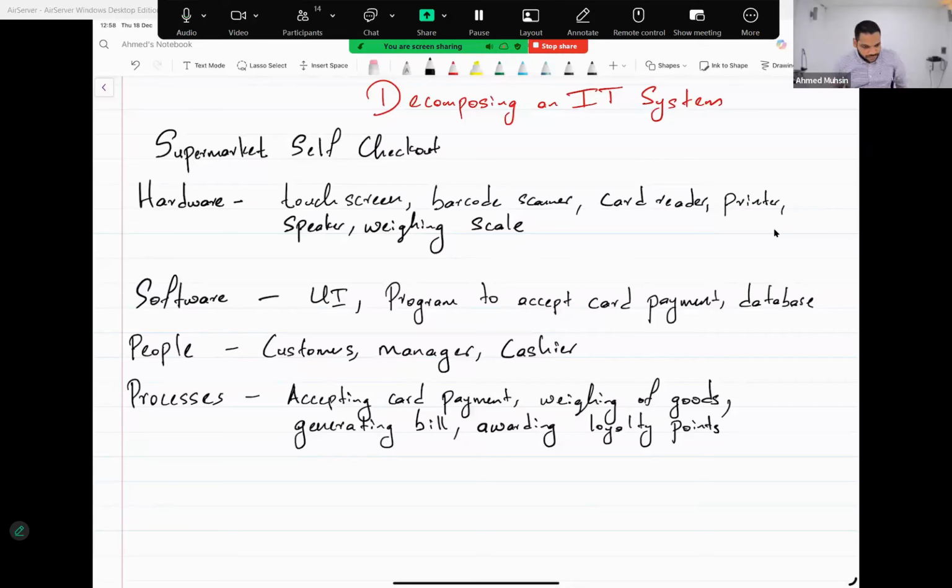In the marking scheme, they would normally mention, did the student mention the bill? Then give 1 mark. Did they mention card payments? Give 1 mark.